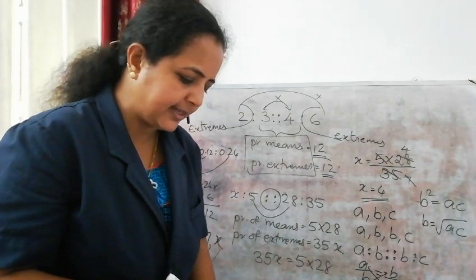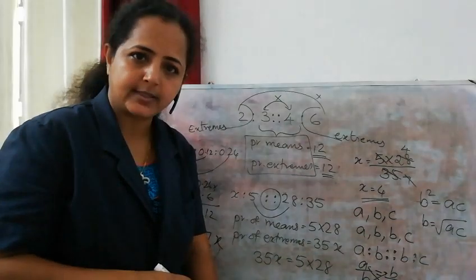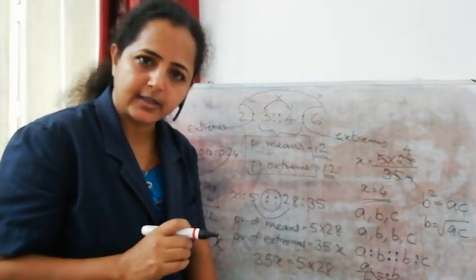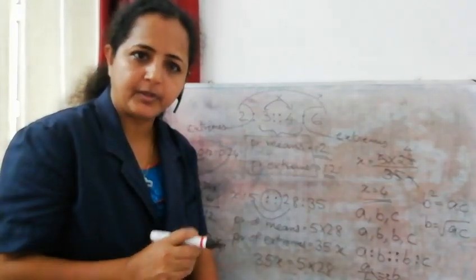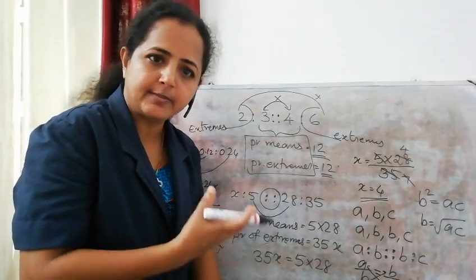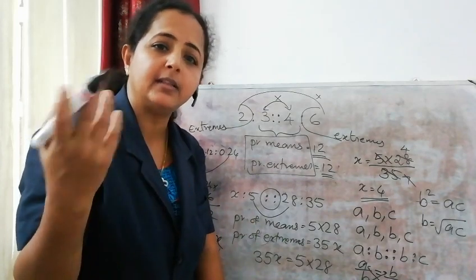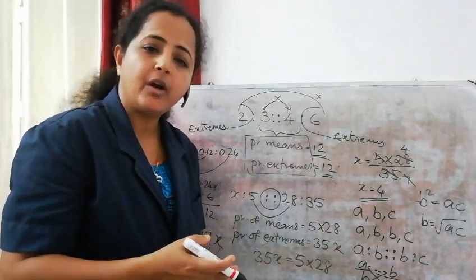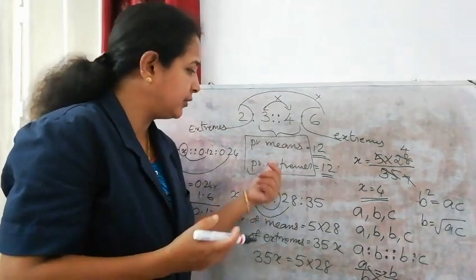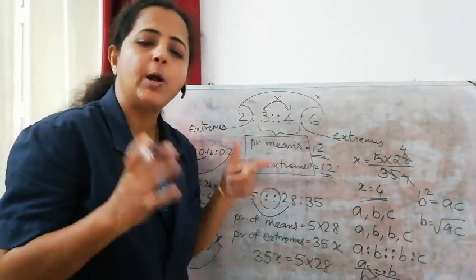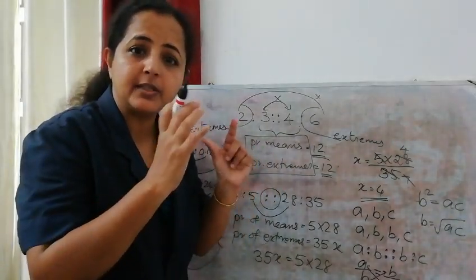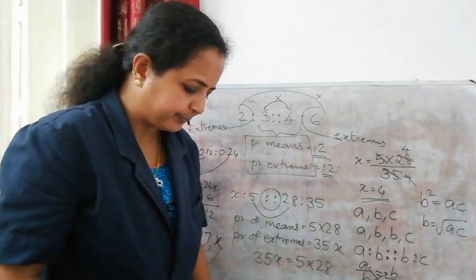Find the value of x in each of the given proportions. Some proportions are given there. Find the value of x. In the first proportion, one term is missing. In the second question, another term is missing. In the third, another one is missing. Like that, we have to find the missing term using the product of means equals the product of extremes. So that concept is very clear for you.